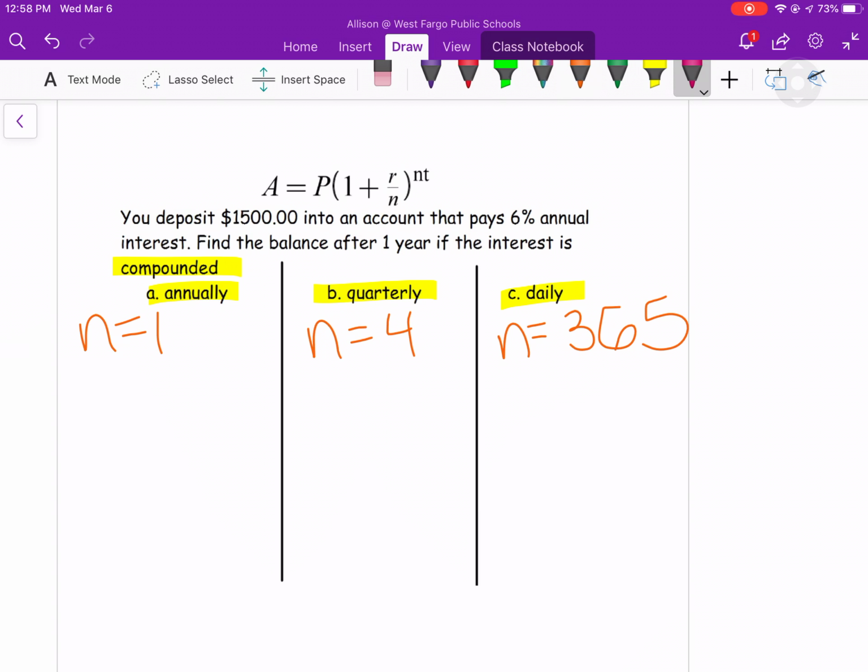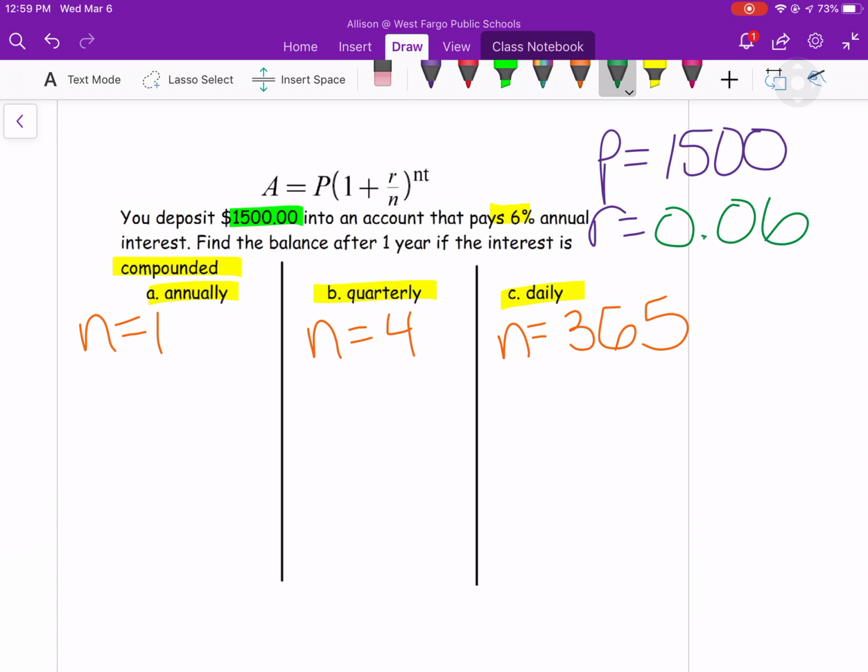You deposited $1,500 into a bank account. So $1,500, that's your initial value, so P is going to be $1,500. Our rate, we got 6% annual interest, so that's going to be 0.06 as a decimal. Remember, you move it 2 to the left. And then I want to know the value after 1 year, so our time is T equals 1. Then we plug it into this equation.